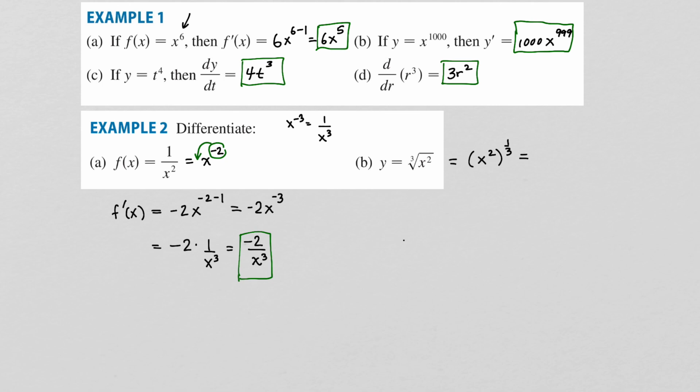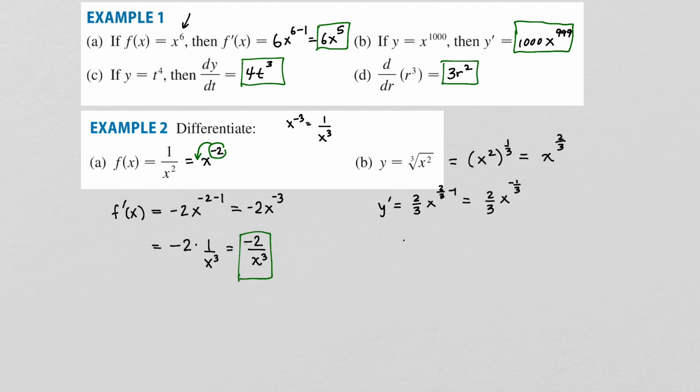And then we can multiply those exponents together. 2 times 1/3 is 2/3. So after rewriting the function to be y equals x to the 2/3 power, now I can find the derivative, which I'll call y prime, and it will be 2/3 x to the 2/3 minus 1. And this is 2/3 x to the negative 1/3.